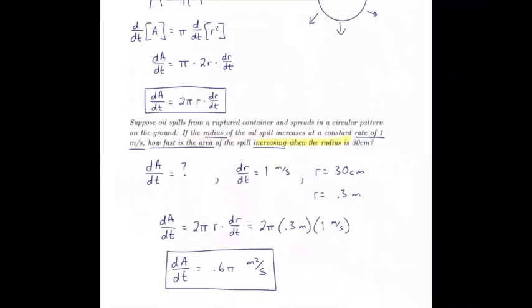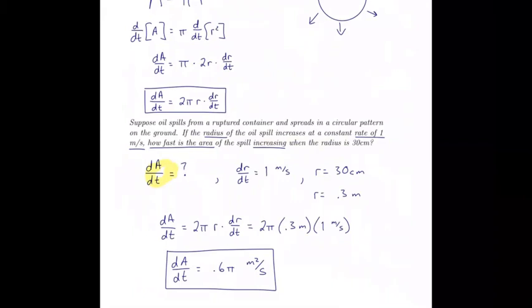Okay, so we're talking about a circular pattern of oil on the ground, right? And what we're being asked is how fast is the area changing, or how fast is the area of the spill increasing? So how fast is that circular spot of oil increasing in area? So what is dA/dt? This is our question mark version of writing things down, right? It's good to identify the thing we're looking for as a symbol.